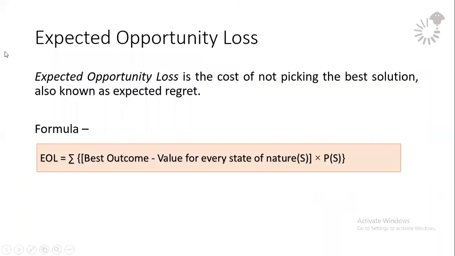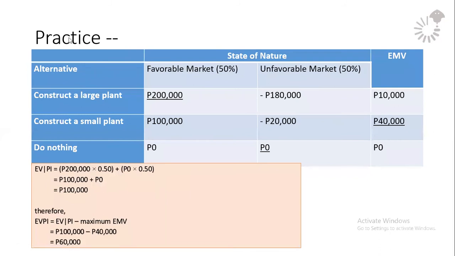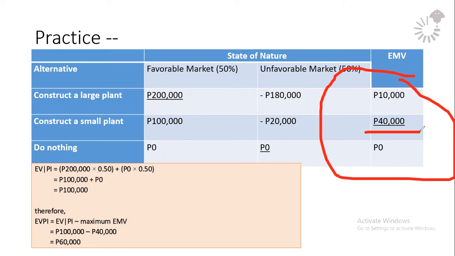Okay. Next, expected opportunity loss. For EOL, this is the cost of not picking the best solution, also known as the expected regret. Expected regret, halimbawa, with the figures that we have, if these are your expected returns, so kung mag-invest ka sa large plant, kikita ka na sana ng 40,000. Hindi ka kumita, that is your expected regret. Ito na sana yung expectation natin or pwede nating makuha if you choose option A, eh hindi option A yung pinili mo, that is your expected regret.